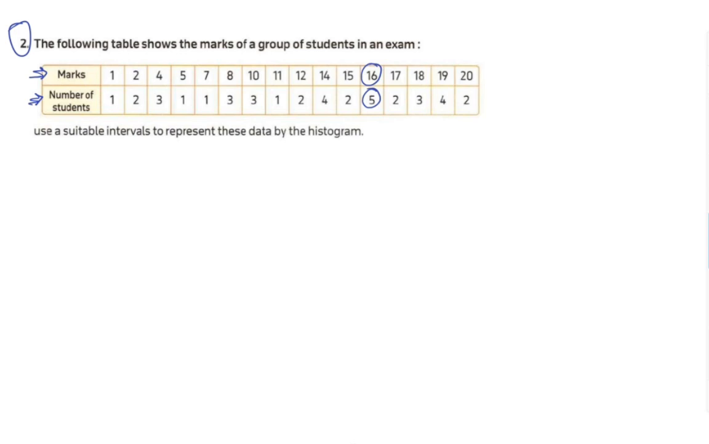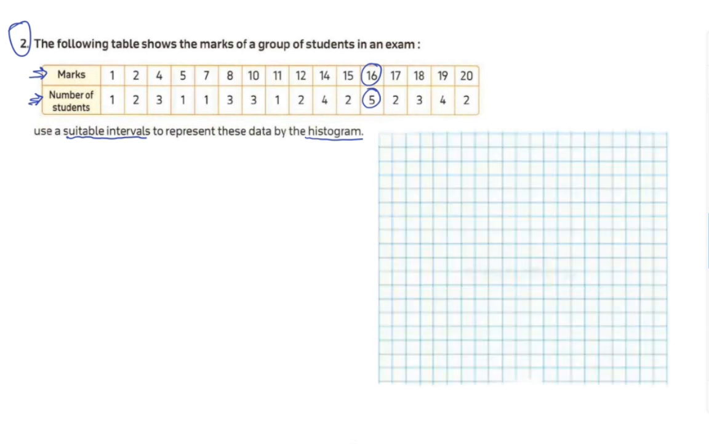Okay. Now the question is, use a suitable interval to represent this data by what? By histogram. Directly, you need a histogram, so you use this grid. Directly I can do the x-axis and the y-axis. Now for the x-axis and y-axis, we have mark and number of students.